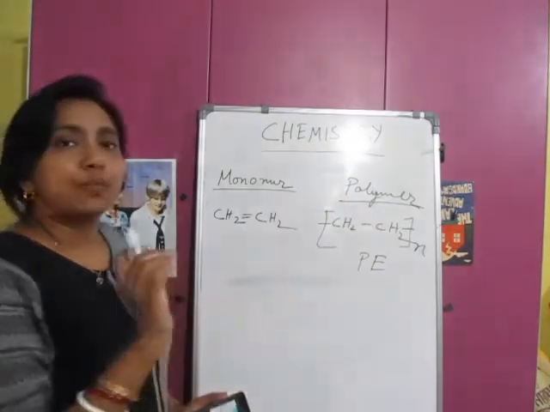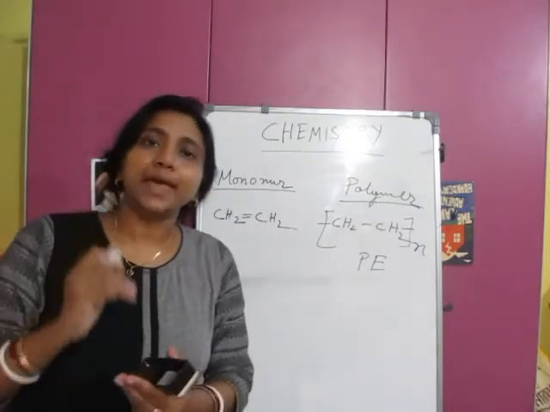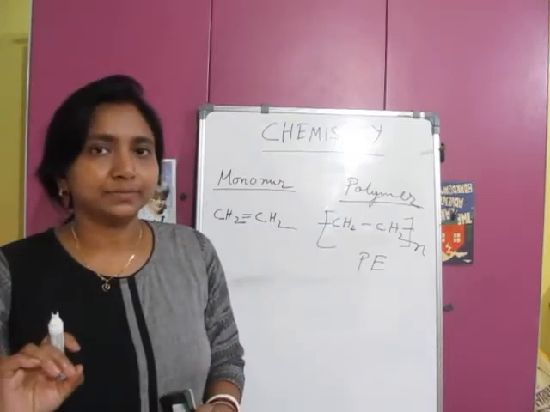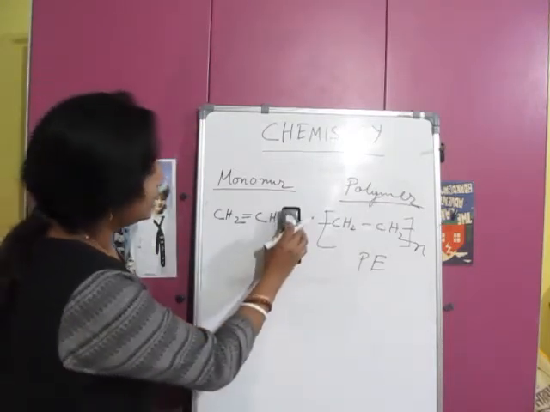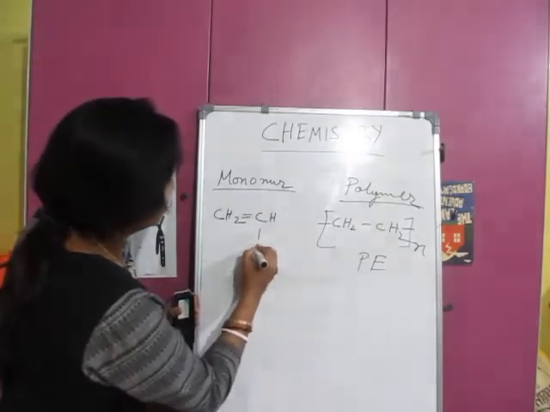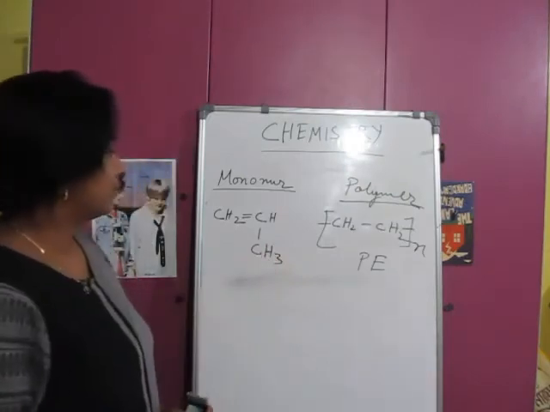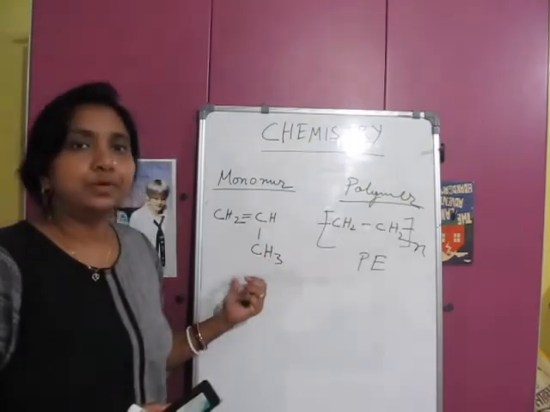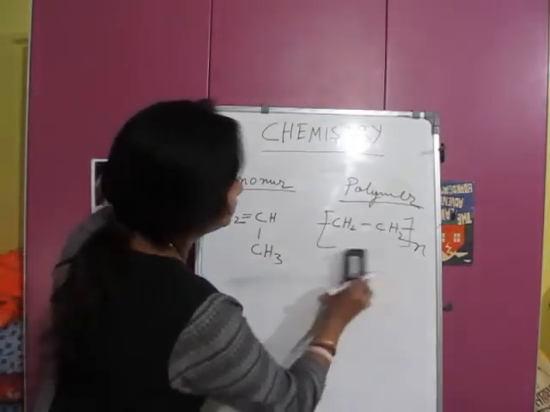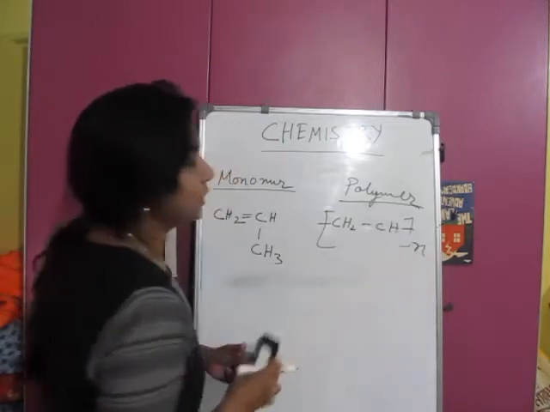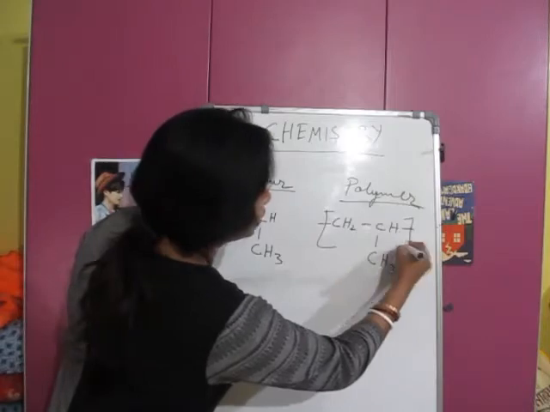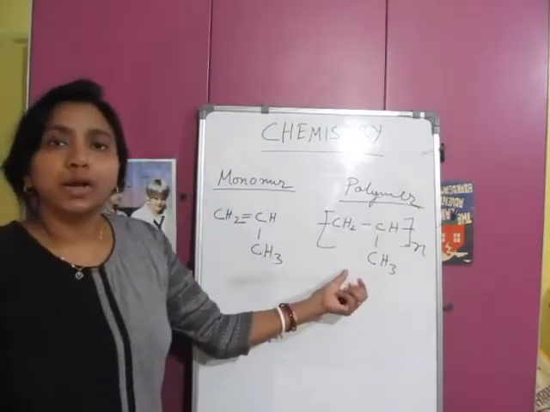The next is polypropylene. To make polypropylene, first we have to know the structure of propylene. So how will we write it? Replace one hydrogen, you write here a methyl group. That is the structure of propylene. Now, the same thing, only remove this double bond and give here one methyl group. That is the polypropylene.